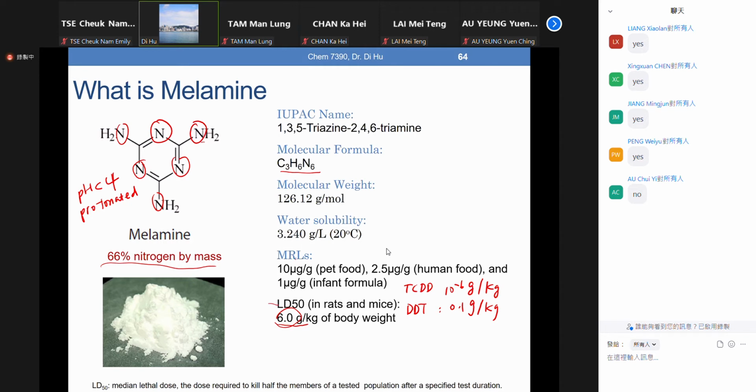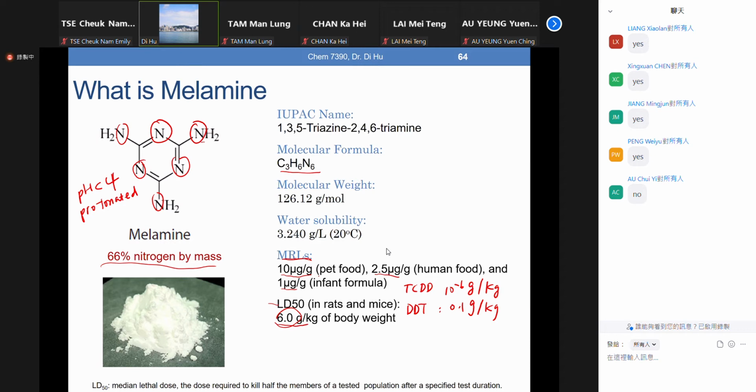And the minimum reporting level means the requirement for its concentration in food. This is from the US FDA. They have 3 different commodity-based MRLs. For pet food, the MRL is 10 micrograms per gram. For human food, it's 2.5 micrograms per gram. For infant food, it's 1 microgram per gram. So why is the MRL the lowest for infant formula? Why is that?